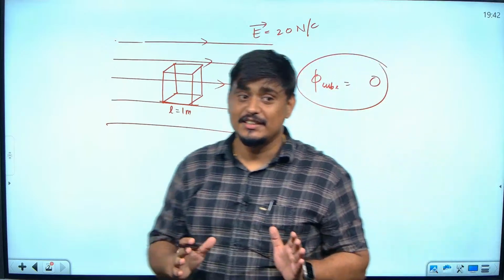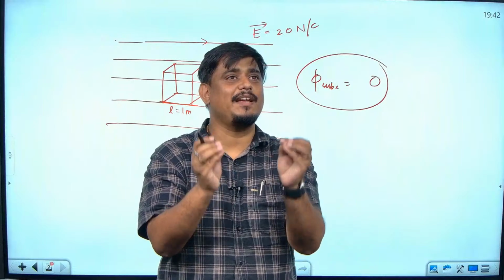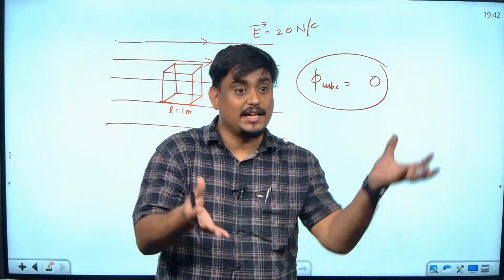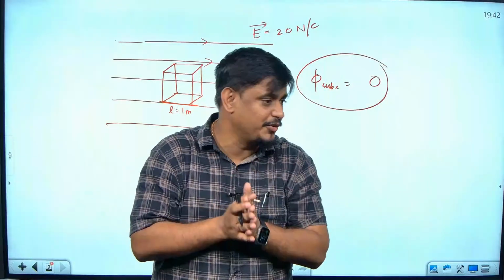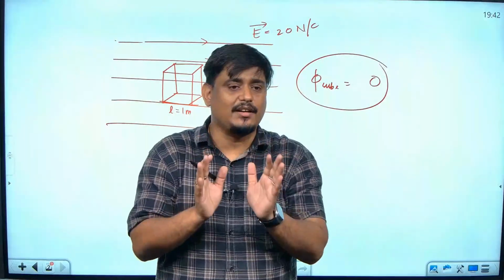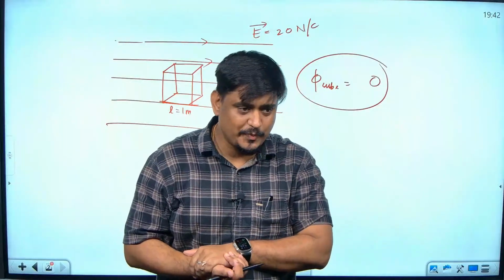Pay attention. Important. First of all, whenever a question of electric flux through a surface or a volume is given to you, and the electric field is given to you, always remember you have to check all the area vectors. So there are 6 surfaces here in a cube, isn't it?